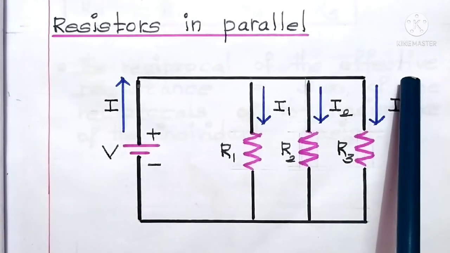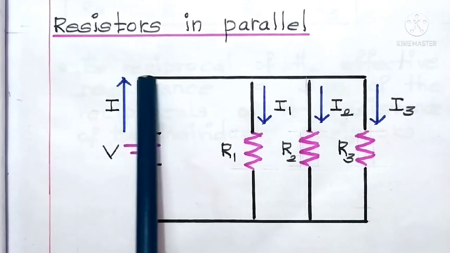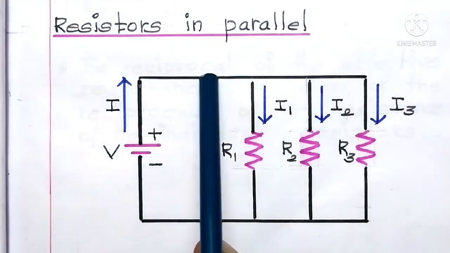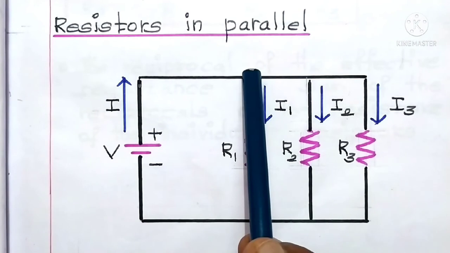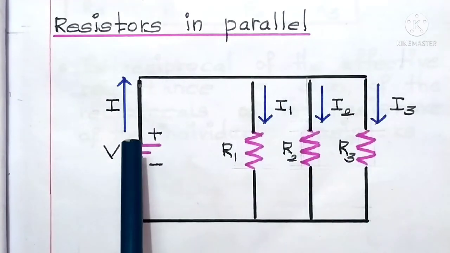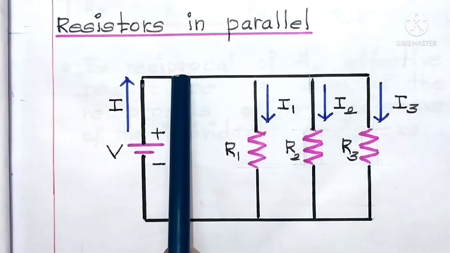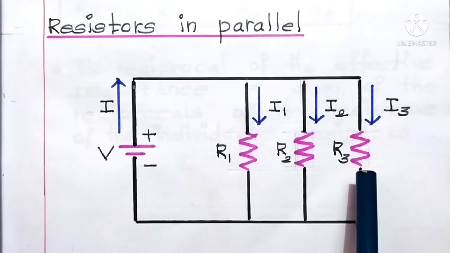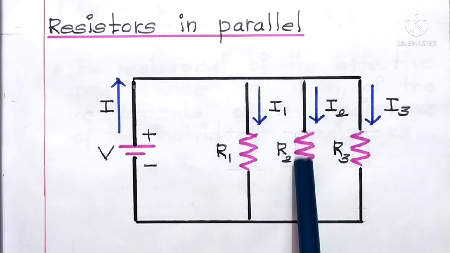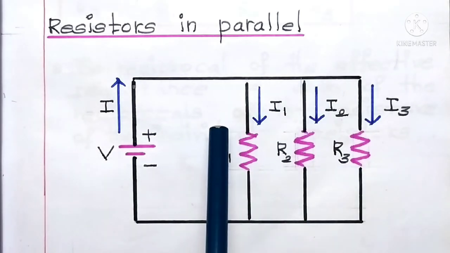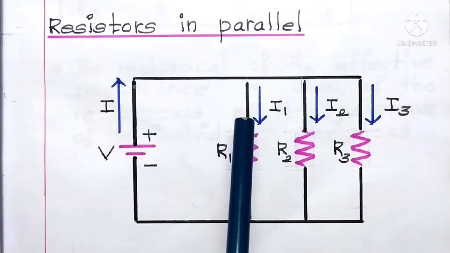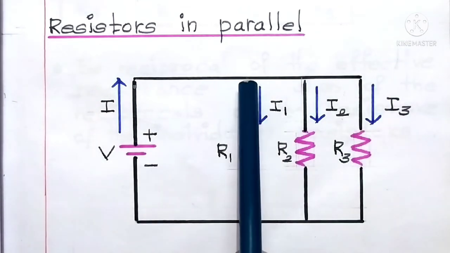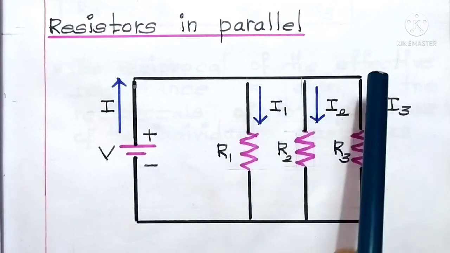Here comes the water pipe. From this water pipe, 3 pipes are branched out. So a single pipe is coming. From that pipe, 3 other pipes are branched out. So what will happen? Water flows like this, and when it goes through these 3 pipes, the amount of water flowing through them differs. But what about the pressure at these 3 points? The pressure remains the same at these 3 points.